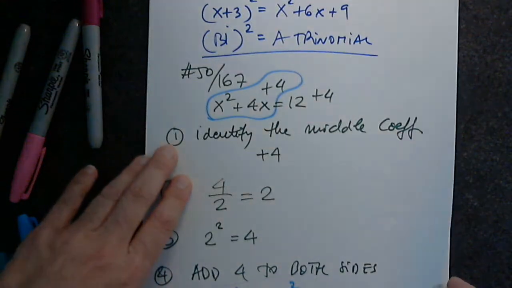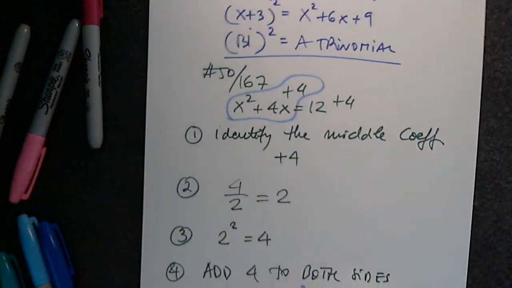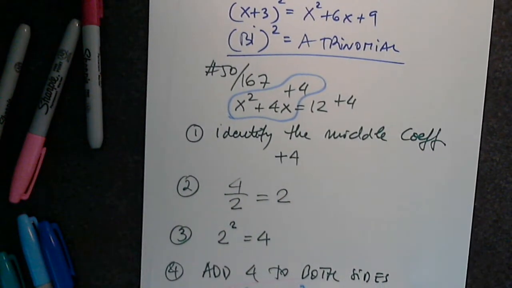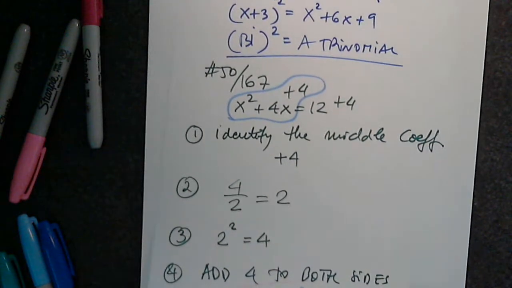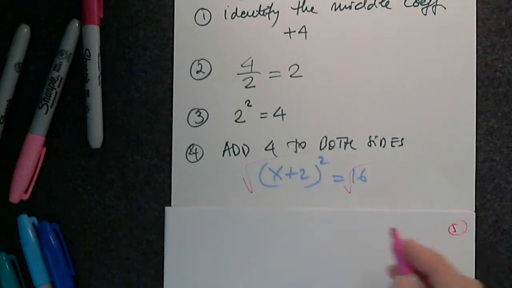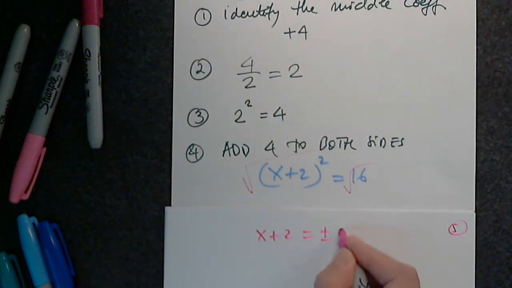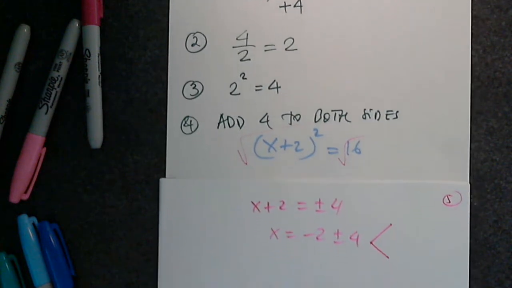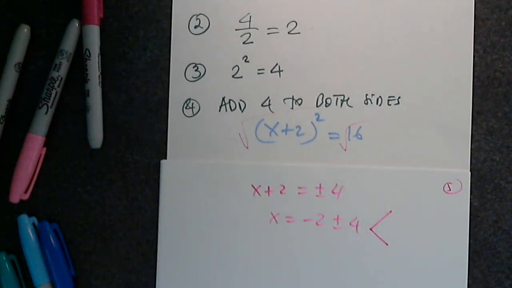Absolutely not. Because as you see, after all this work, it doesn't even solve the equation. I have to go back to method 2. So let's finish it up. This is x plus 2 equals plus or minus 4, or x equals negative 2 plus or minus 4. And yes, we have to separate them because they can be simplified.